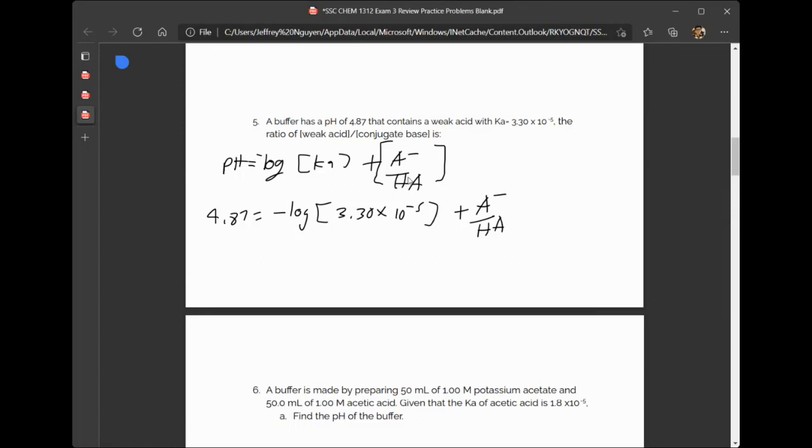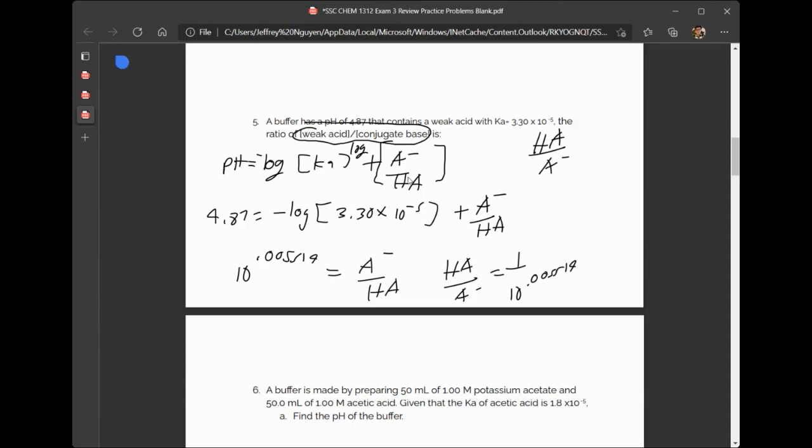So working on this problem, once I do the math, I get 10 to the power of 0.005514 is equal to A minus, oh, sorry, I meant there's a log here. Okay, so log of A minus over HA, right? So we undo the log by taking the base power of 10. And so in order to do that, we get that value. But notice how the problem is asking for the weak acid over the conjugate base. So that would look like HA over A minus. So our actual answer is this, but you take the reciprocal of that. 0.5514. And that should give you 0.987.